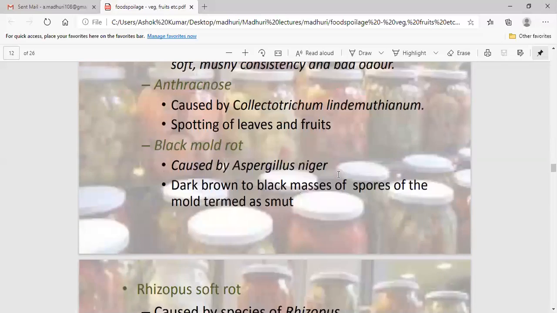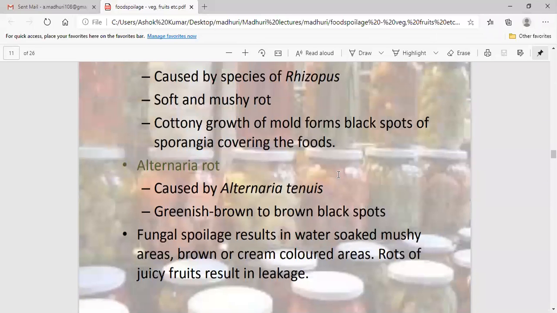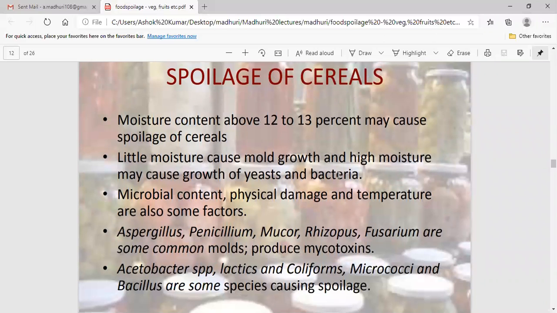next, after this spoilage of fruits and vegetables, we have to study spoilage of cereals. Okay, cereals means rice, wheat, all these come under cereals, and a moisture content of about 12 to 13% may cause spoilage of cereals. At home we store rice, so normally there won't be any damage to the rice which we store. But if by mistake we add some water, or if the moisture content of the rice increases to about 12 to 13%, then we can see some kind of spoilage. So little moisture causes mold growth, and high moisture may cause growth of yeast and bacteria.